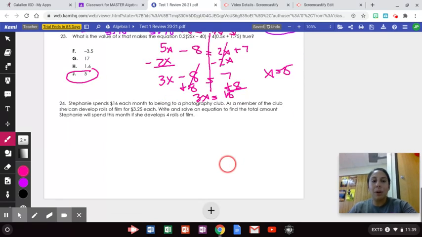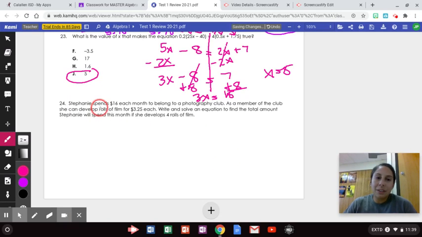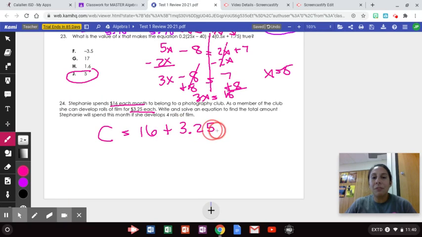Problem 24. It says Stephanie spends $16 each month to be in a photography club. As a member, she can develop film for $3.25 each. Write and solve an equation to find the amount that she will spend this month if she develops 4 rolls of film. So the cost is equal to 16 for the month, plus we have to pay $3.25x. That x stands for each roll. The C stands for your cost.